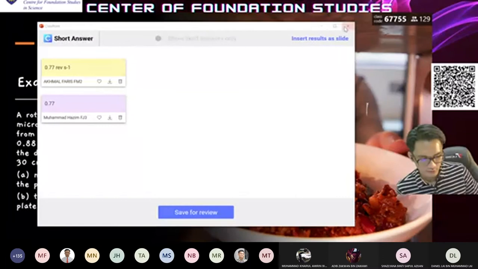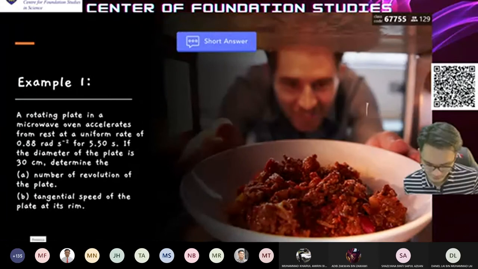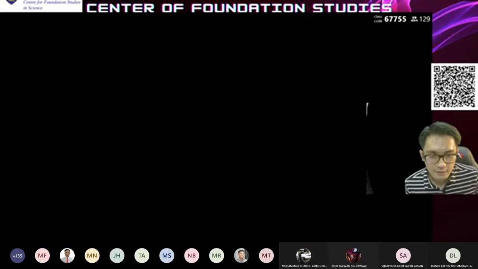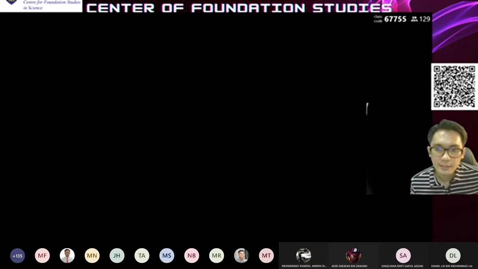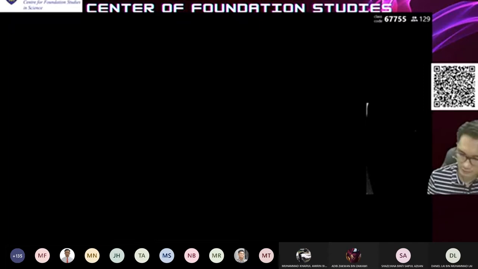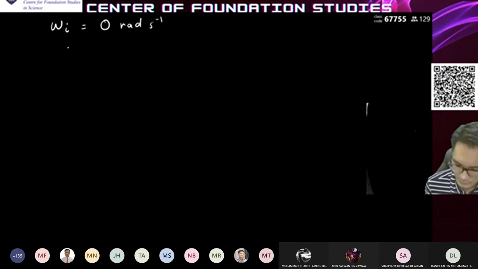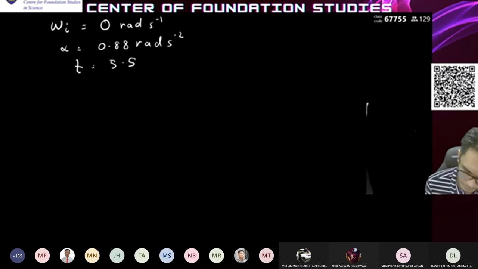Alright, the question: a rotating plate in a microwave oven accelerates from rest at a uniform rate. Okay, let me open my blackboard and find the equation. So from rest, if you want to be quick, you directly extract all the information given. From rest, omega initial is equal to 0 radian per second. The angular acceleration is 0.88 radian per second square. The time given is 5.5 seconds. And the diameter of the rotating plate is 30 cm. We don't want the diameter, we want the radius, which is 15 cm, and that is equal to 0.15 meter.